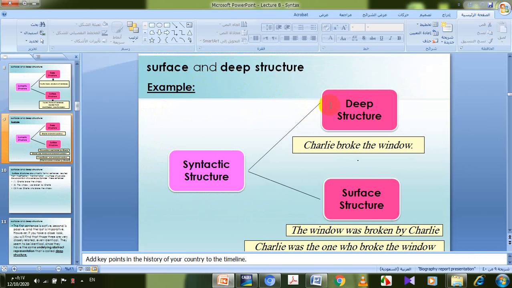Okay, for any sentence, in any language, we have a surface and a deep structure. The deep structure and the surface structure are called syntactic structures, things related to syntax. Good.